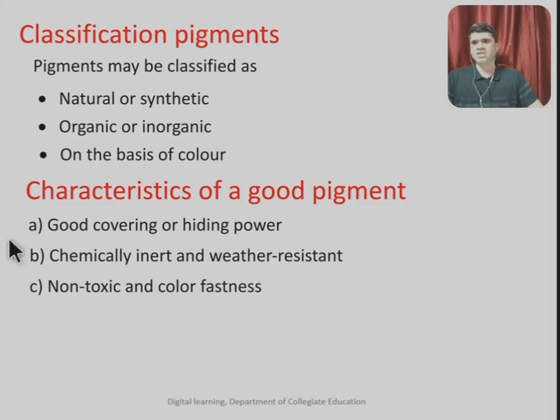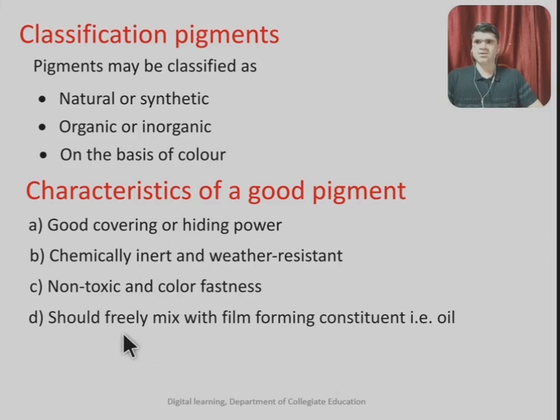It must be non-toxic. And color fastness should be there, that means color should not fade over time. So these are characteristics of a good pigment. It should freely mix with film forming constituent, that is, it must freely mix with the binder or vehicle, that is oil, and it should also be of reasonable cost. That means pigment should be cheap, because 70 to 80% of a paint constitutes pigment. If pigment becomes costlier, then the cost of paint will also go higher. Therefore it must be of reasonable cost.